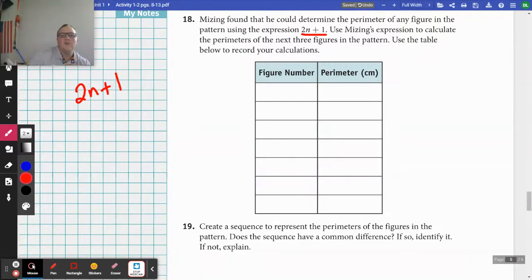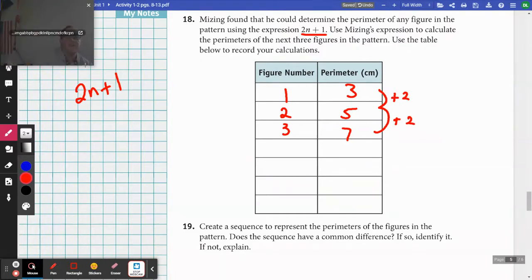basically go from there. So we know figure 1 is 3. We know 2 is 5. We know 3 is 7. We see a pattern already, right? This is plus 2, plus 2. But they give us an expression, so let's utilize that, right? We're going to let our figure numbers be n, and we're going to say, well, what about 4? So 2 times 4, which is 8, plus 1, which is 9.